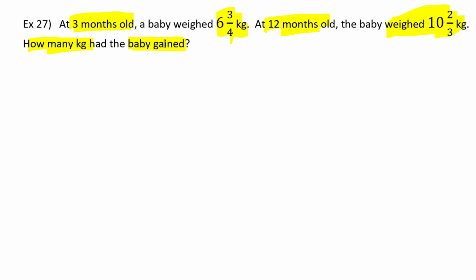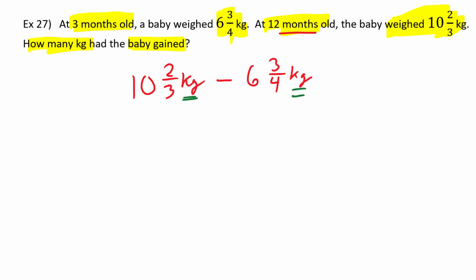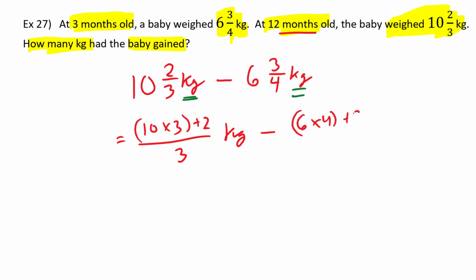So what we have to do is subtract the 2 values. So we take 10 and 2/3 kilograms, what they were at 12 months, and we subtract what they were at 3 months, 6 3/4 kilograms. Again, the units are the same. Therefore, we can combine them directly without converting. Step number 1. Let's convert these from mixed numbers into improper fractions. 10 times 3 plus 2 over 3 kilograms minus 6 times 4 plus 3 over 4 kilograms. 10 times 3 is 30 plus 2 is 32.